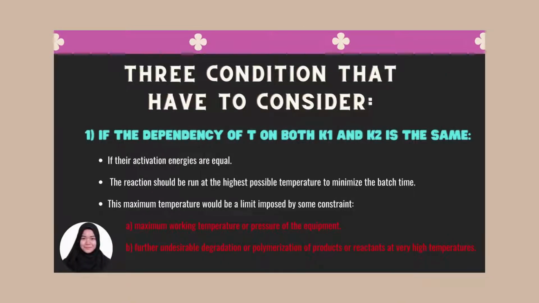Before we start to quench the process fluid, there are three conditions that we have to consider. Number one, if the temperature dependence of the specific reaction rates K1 and K2 are the same, which means their activation energies are equal, the reaction should be run at the highest possible temperature to minimize the batch time. This maximum temperature would be a limit imposed by some constraint, which is A, maximum working temperature or pressure of the equipment, B, further undesirable degradation or polymerization of product or reactants at very high temperature.